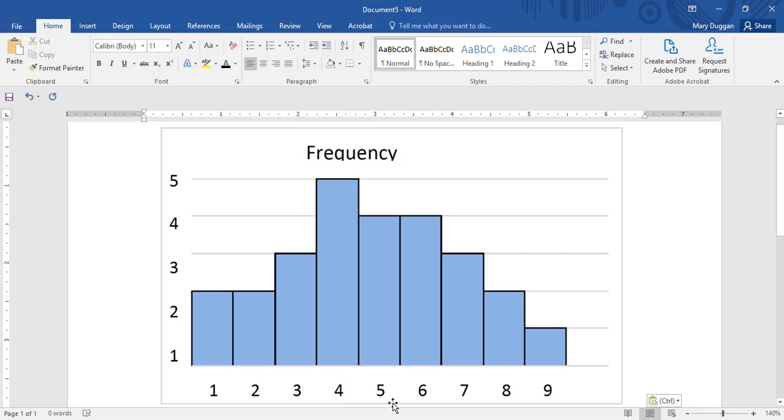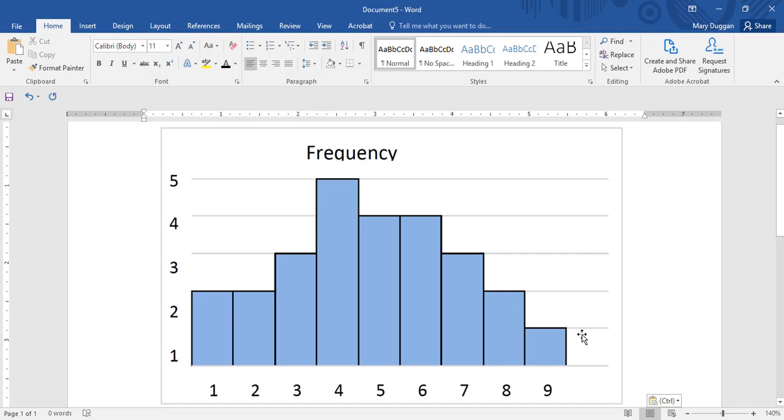The next question is, how many people had a score higher than 7? Now, it didn't say 7 or above, it's higher than 7. So that means basically how many people had a score of 8 or 9. So we see that 2 people had a score of 8 and 1 person had a score of 9. So 2 plus 1 is 3. So the answer is, how many people had a score higher than 7? And the answer is 3.